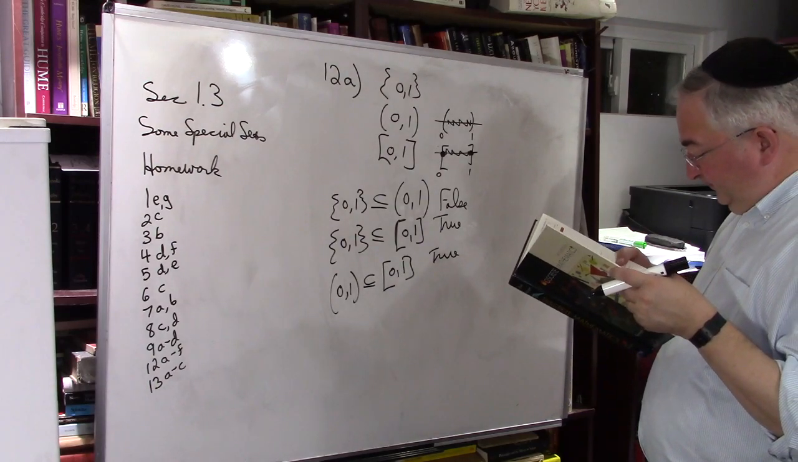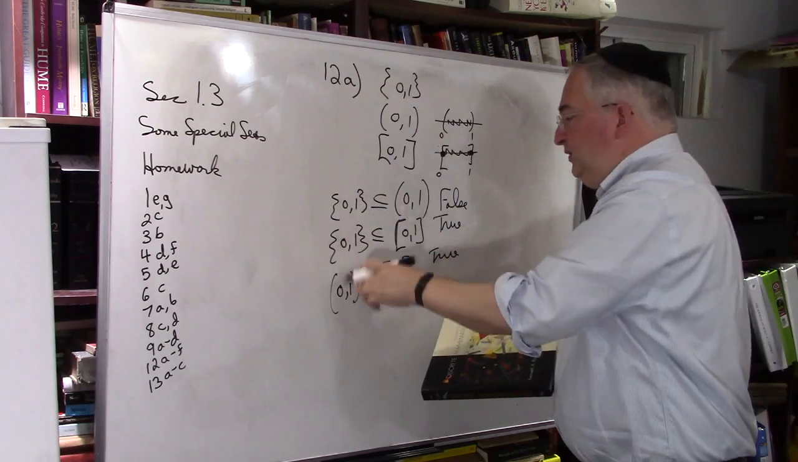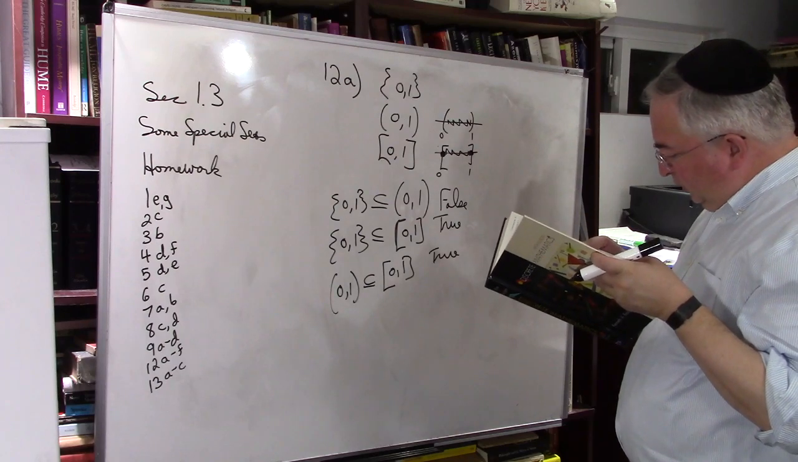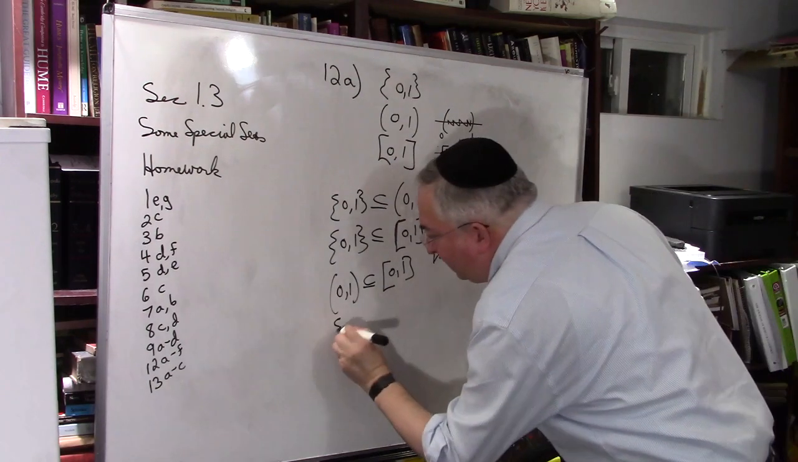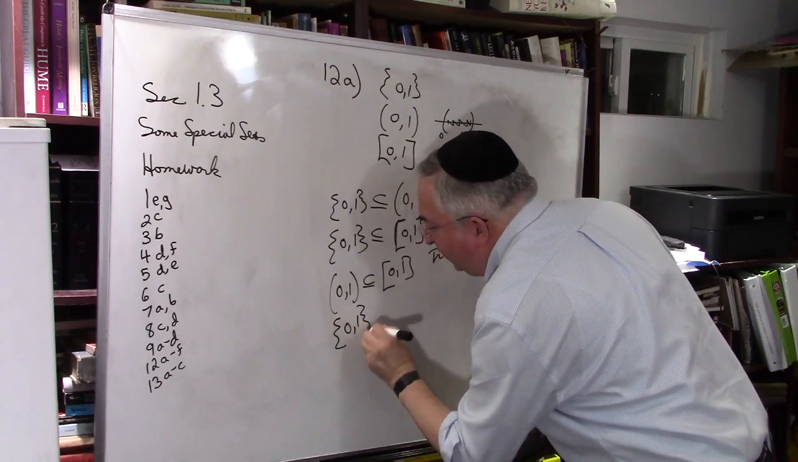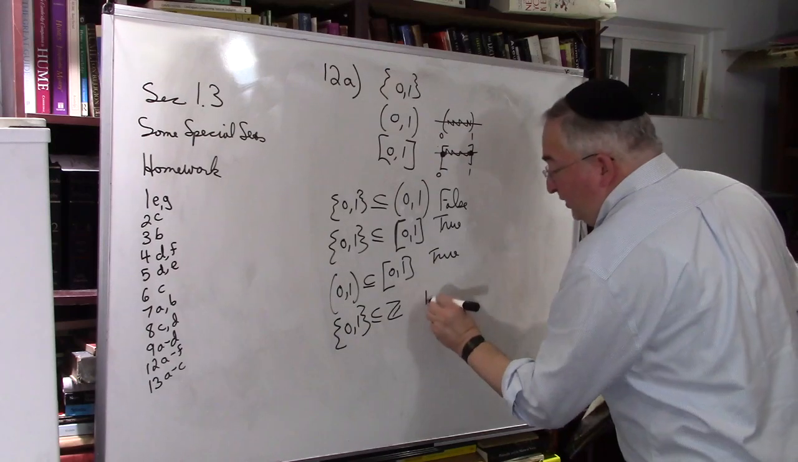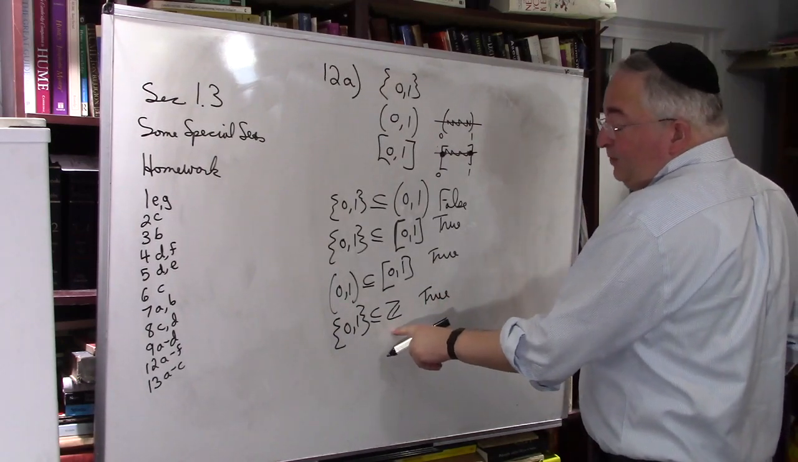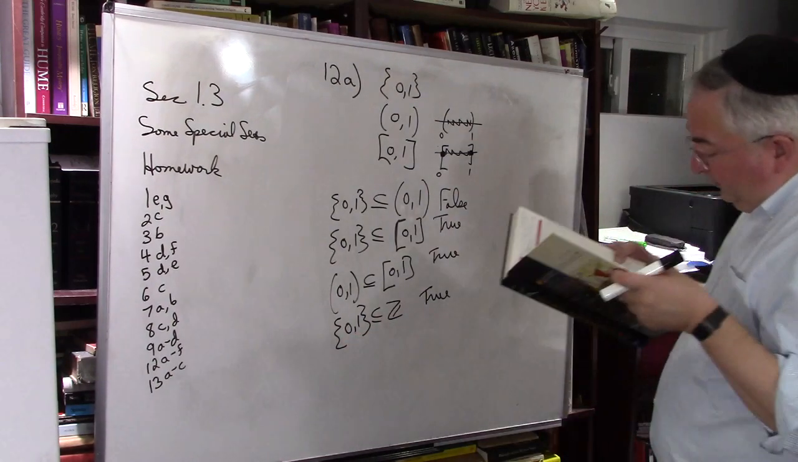I'm sorry, this is A, B, C, D. Next is this: {0, 1} is a subset of Z, and the answer is yes, it is. Z has all positive and negative whole numbers, including 0. Here's 0, here's 1. So yes, it is true.